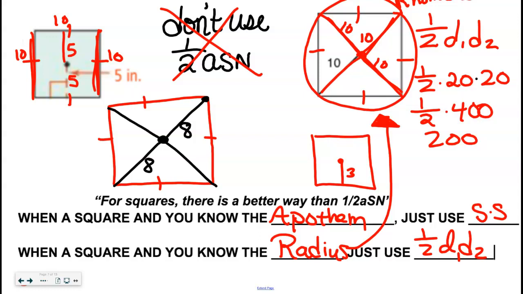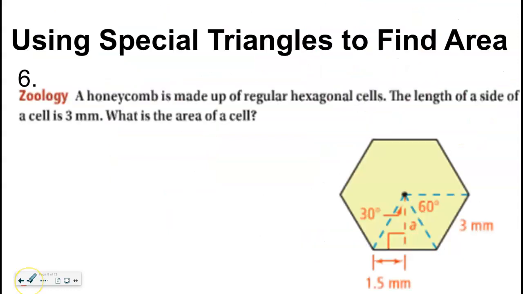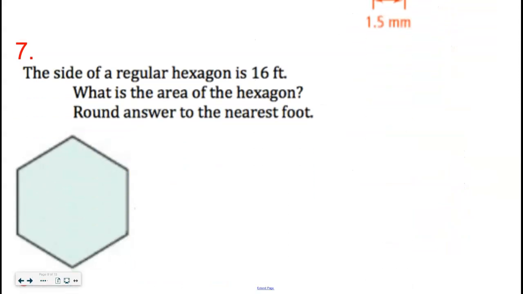TK, you're nodding, right? Did the shortcuts make sense, guys? Yes? All right, good. So now we're going to go do number 6. I don't want to do this one. It has all the ingredients you need. So we're going to go to number 7.